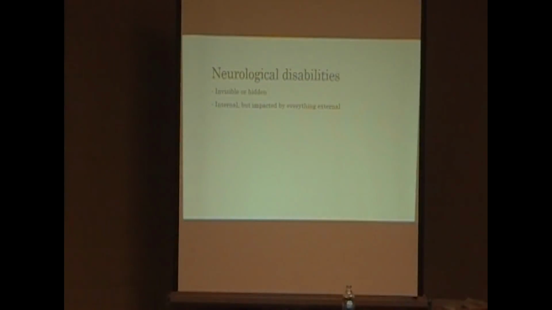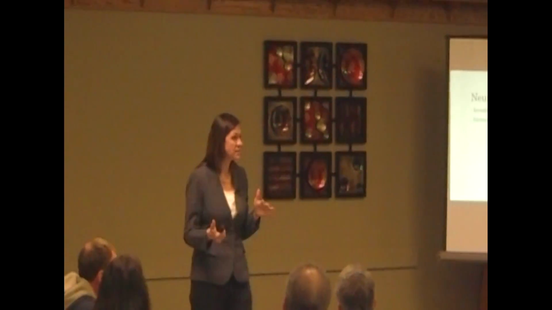So it's things like learning disabilities, dyslexia, dysgraphia, ADHD, ADD, obsessive compulsive disorder, Tourette syndrome, post-traumatic stress disorder, PTSD, anxiety disorder, sensory integration disorder, seasonal affective disorder. There's lots of them, but they're all in how you're hardwired in the brain. They are internal, but they are impacted by everything external. So they are impacted by your diet, how much sleep you get, the weather, what you're wearing, hormones, stress, so many things outside your body.